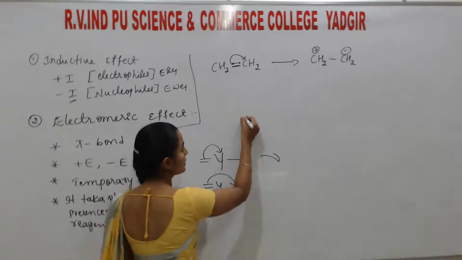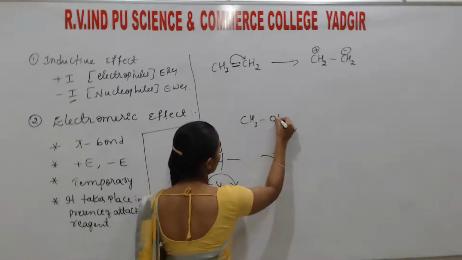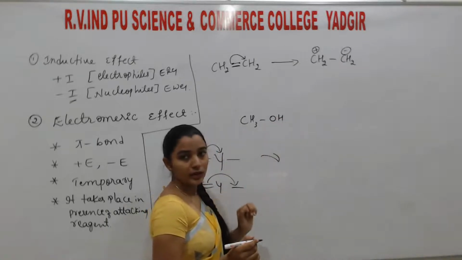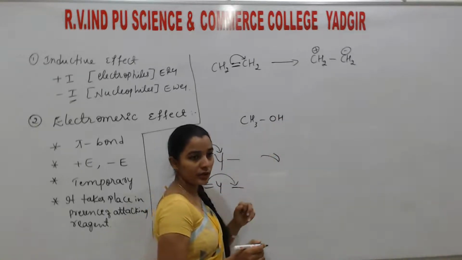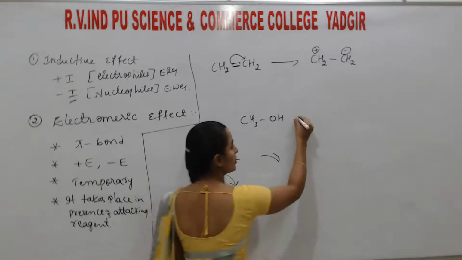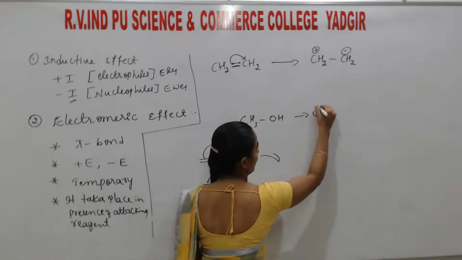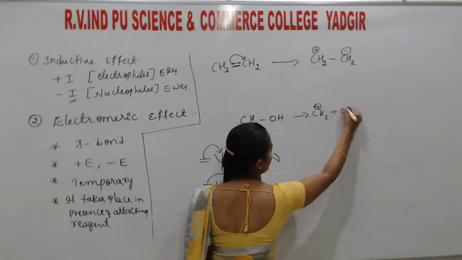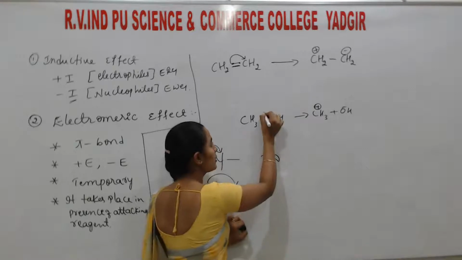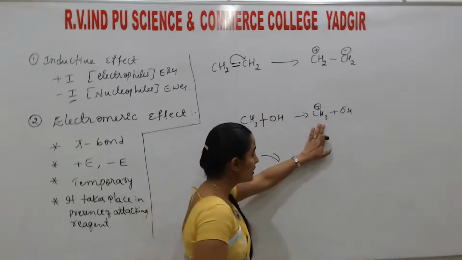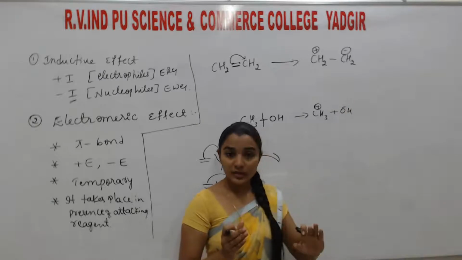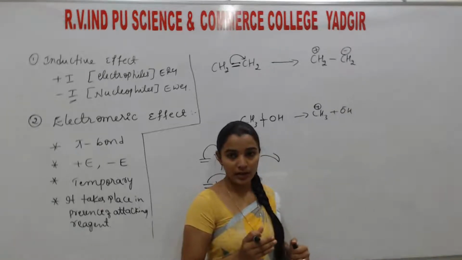But here if you consider CH3OH, even in the presence or absence of any reagent, they easily break apart, like CH3 plus and OH minus, because it is a sigma bond. These two are different electronegative atoms. When the bond breaks, they easily form CH3 plus and OH minus. There is no need for any extra attacking reagent.